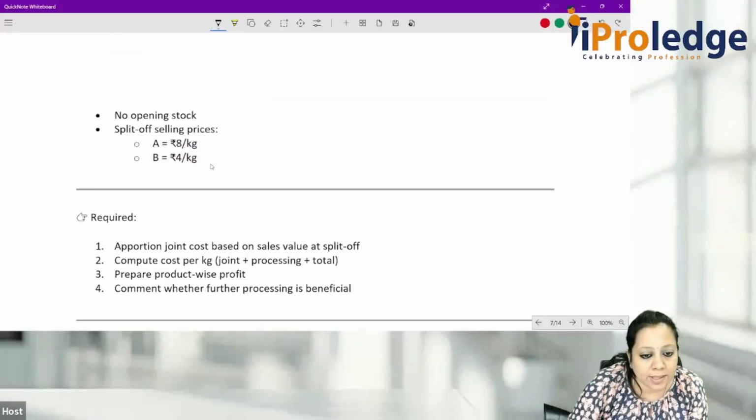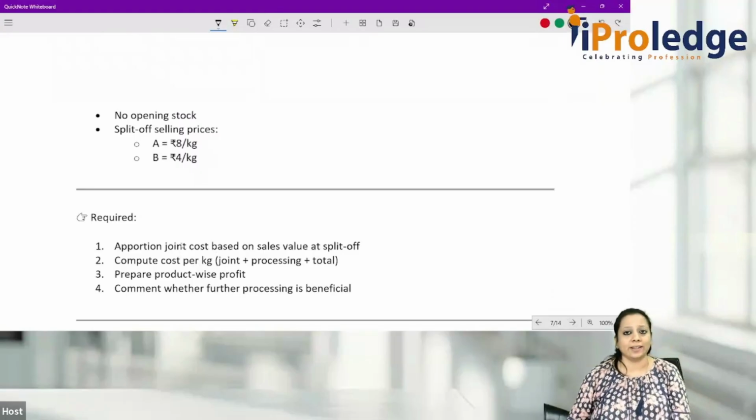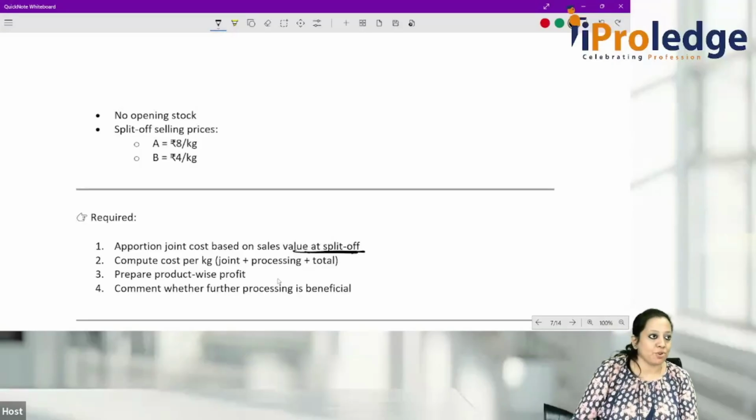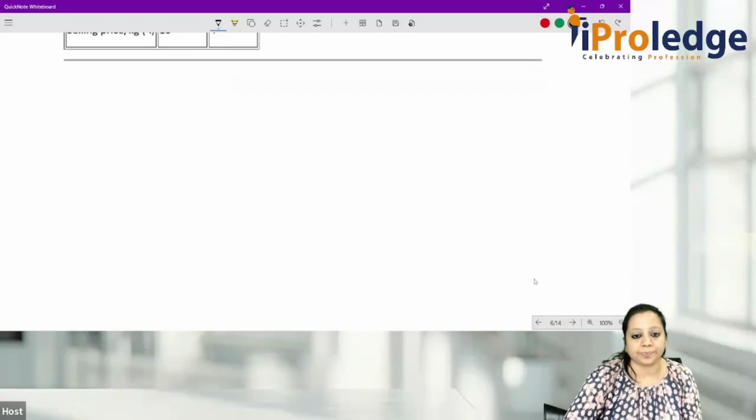No opening stock. Split off selling prices are given. Apportion joint cost based on sales value at split off. All right. Compute cost per kg. Okay. And profit wise and comment whether it is beneficial or not. Only thing here is they have given that sales value at split off is the basis for apportionment, and there is normal loss, and the weight is doubling. These 3 things. Okay. So let us start doing.